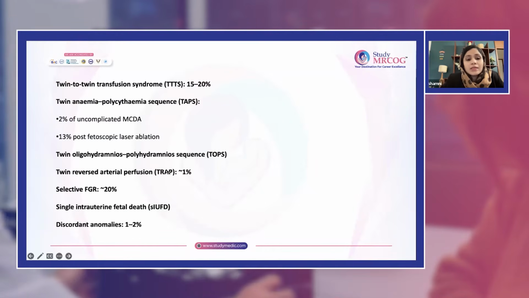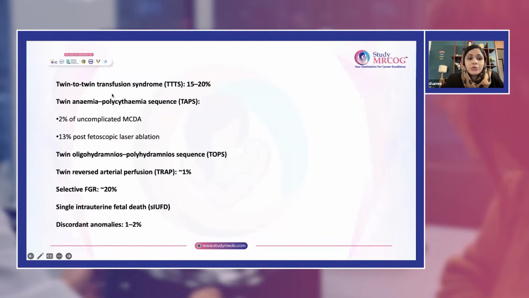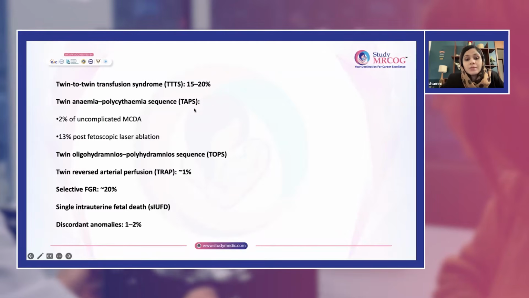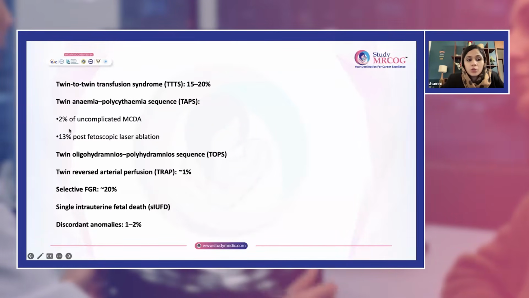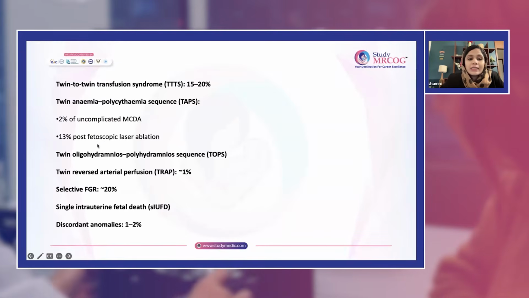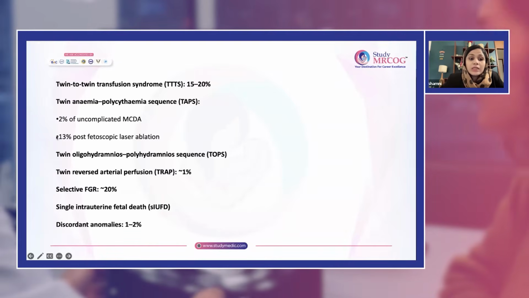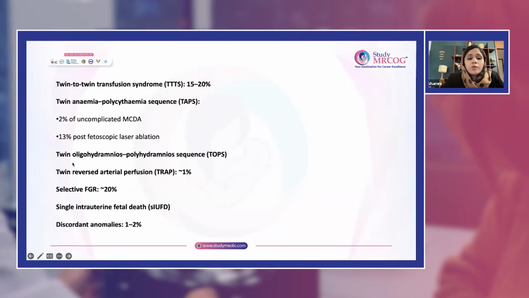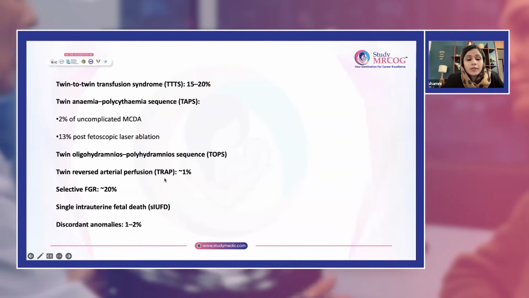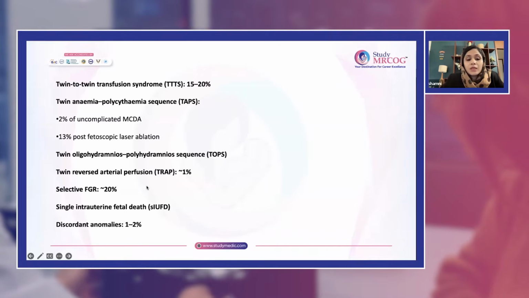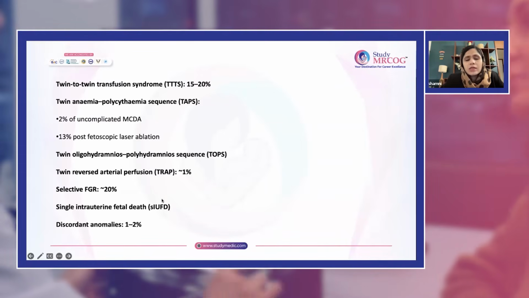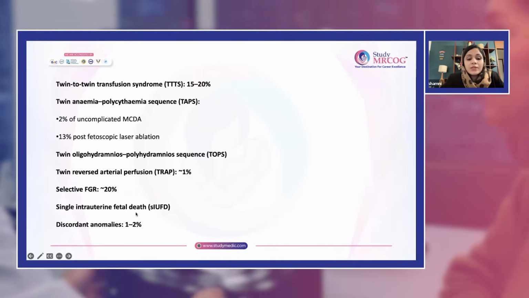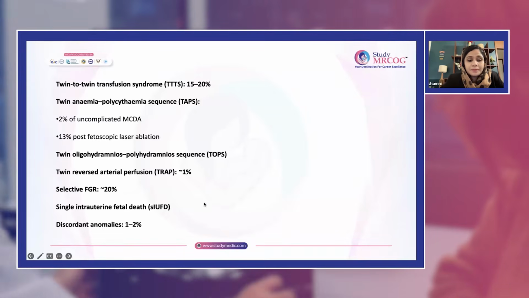So basically, these are the complications of monochorionic pregnancy, that is twin-to-twin transfusion syndrome. It can occur in 15 to 20%. Twin anemia polycythemia sequence, that is TAPS, incidence is usually around 2%, but for TTTS post-laser ablation treatment, the incidence is 13%. So don't forget this. You can get a question from this area. TOPS or twin oligohydramnios polyhydramnios sequence is one complication. TRAP, that is twin reversed arterial perfusion, is another complication. It occurs around in 1%. Selective fetal growth restriction again in 20%, and single intrauterine fetal death and discordant anomalies.